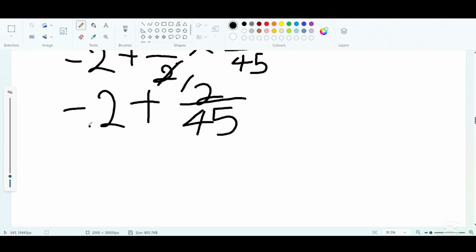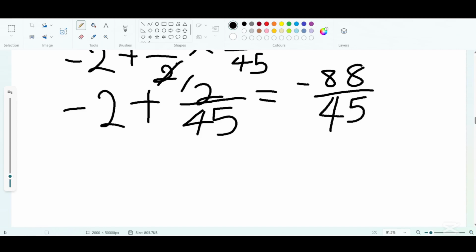So 45 times 2, you know, this is a whole number and this is a fraction. We want to add them together. So we can use this to multiply this one and add the result to 2. So that will be minus, that is 45 times 2. That's going to be minus 90. And minus 90 plus 2 is going to be minus 88. So the answer is going to be minus 88 all over 45. So this is the final answer.